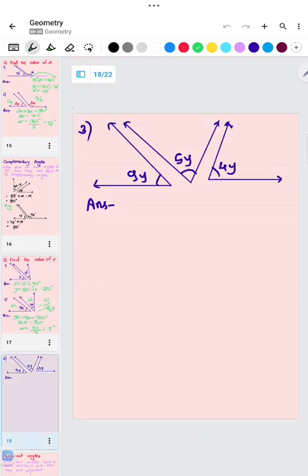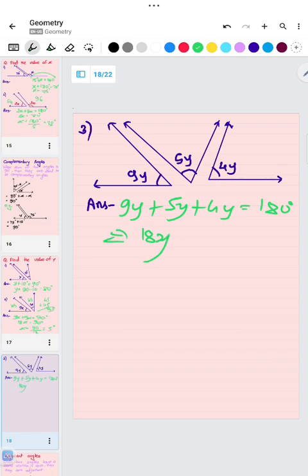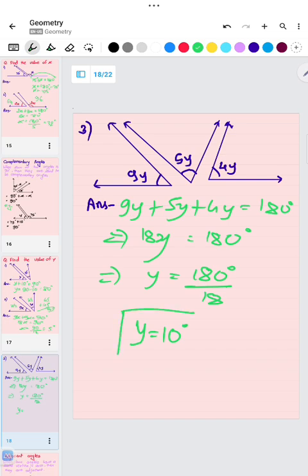Then there is a complex question here. Okay, we will solve this also. There is here supplementary angles. Okay, supplementary angles. 9y plus 5y plus 4y gives 180 degree. Supplementary angle sums is 180 degree. Then 9y plus 5y plus 4y is equals to 18y. Okay, 180 degree. Then y is equals to 180 by 18. Then y is equals to 10 degree.